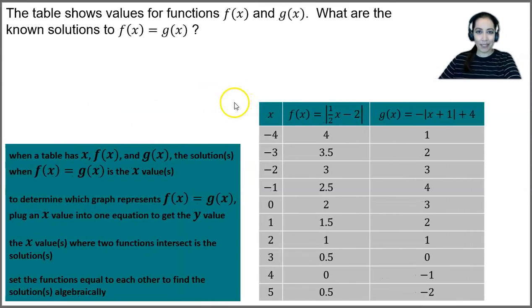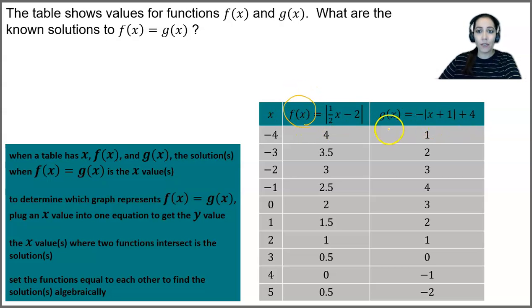Now that I have Chloe's tips and tricks, I can see that her first trick, when a table has x, f of x, and g of x, the solution when f of x equals g of x is the x values. That's the trick I use. So I'm going to look at my chart where f of x equals g of x. Now my f of x is the formula absolute value of the quantity 1/2 x minus 2. G of x is the negative absolute value of the quantity x plus 1, plus 4.